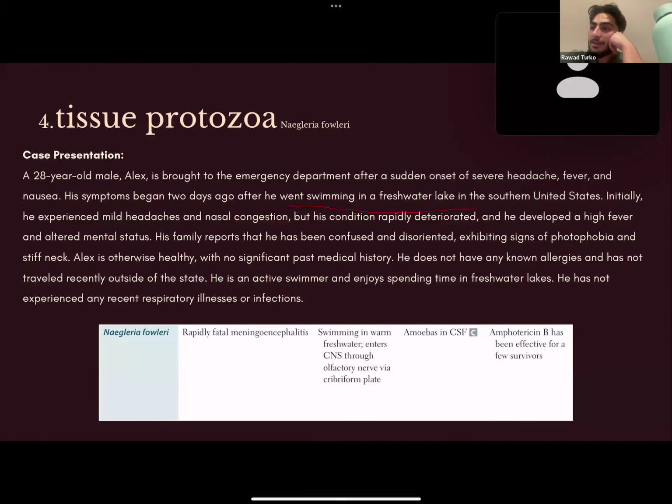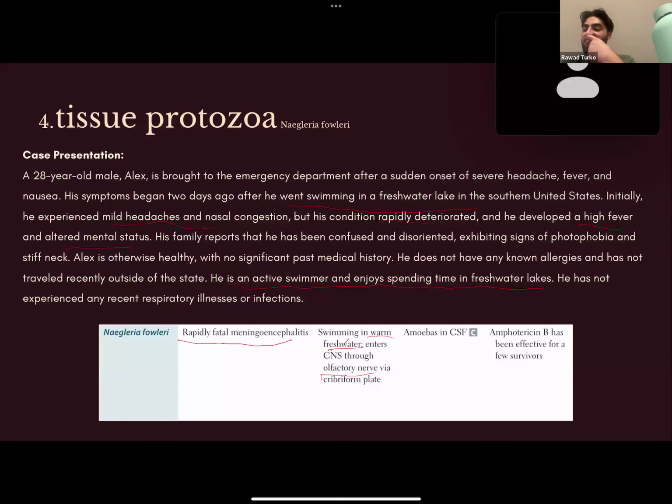Swimming in a freshwater lake. Initially only mild headaches, and then rapidly deteriorated, with high fever, altered mental status, and photophobia. He is an active swimmer and enjoys spending time in freshwater lakes. That tells you this is a Naegleria fowleri infection. What is the cause? A rapidly fatal meningitis from swimming in warm fresh water. The key word here is warm. It enters the CNS through the olfactory nerve.